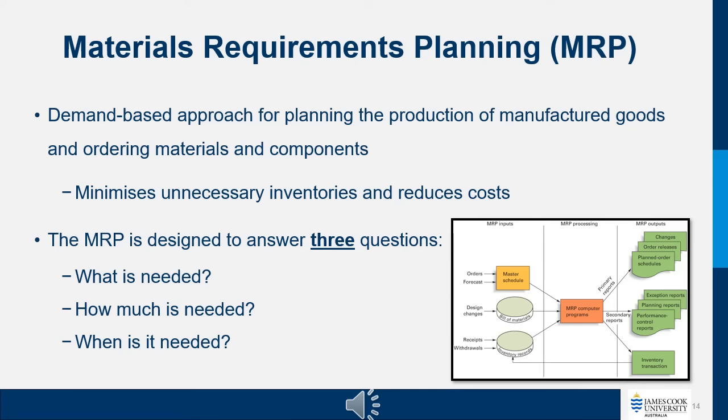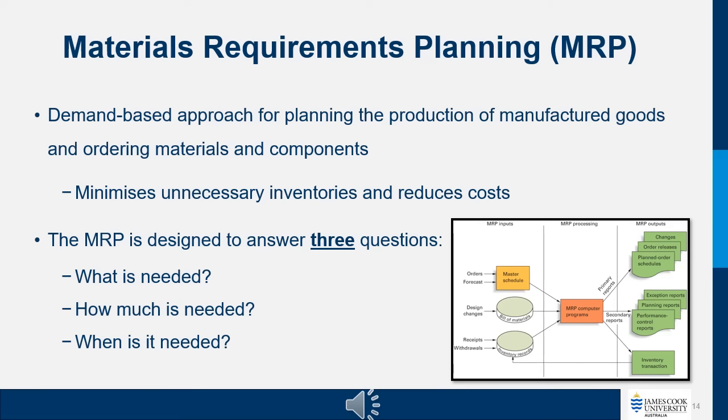So, MRP technically revolves around three fundamental questions. What is needed? MRP analyzes the bills of materials, which list the components and raw materials required for manufacturing a finished product. By examining the product structure and specification, MRP identifies the specific materials and components needed for production.